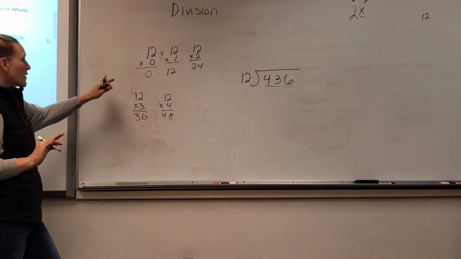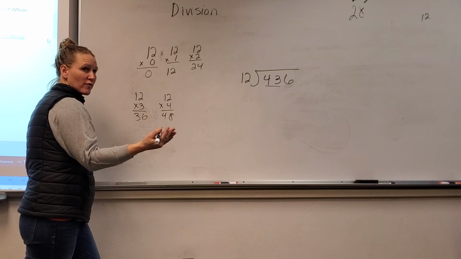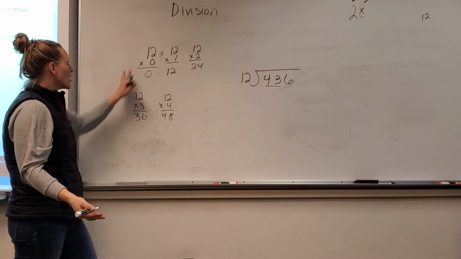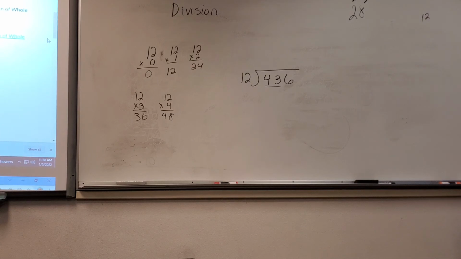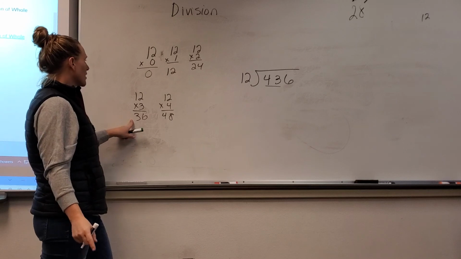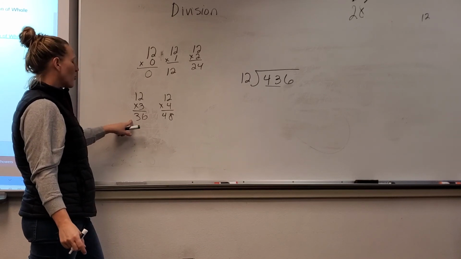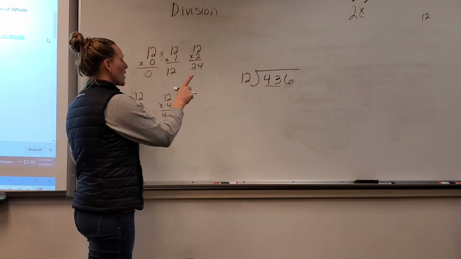Here's my little cheat sheet off to the right. I know that I have to get close to 43, but I can't go over. So which number am I going to use to multiply that 12 by? What number gets me the closest to 43 without going over? 36. Yeah. So I want to get to 36, but what number am I multiplying 12 by? 3. So where am I going to put that 3?